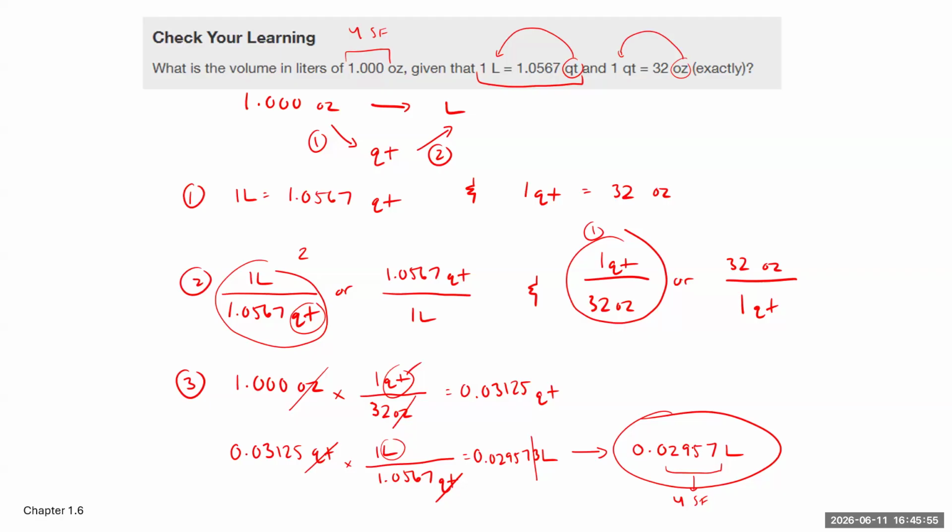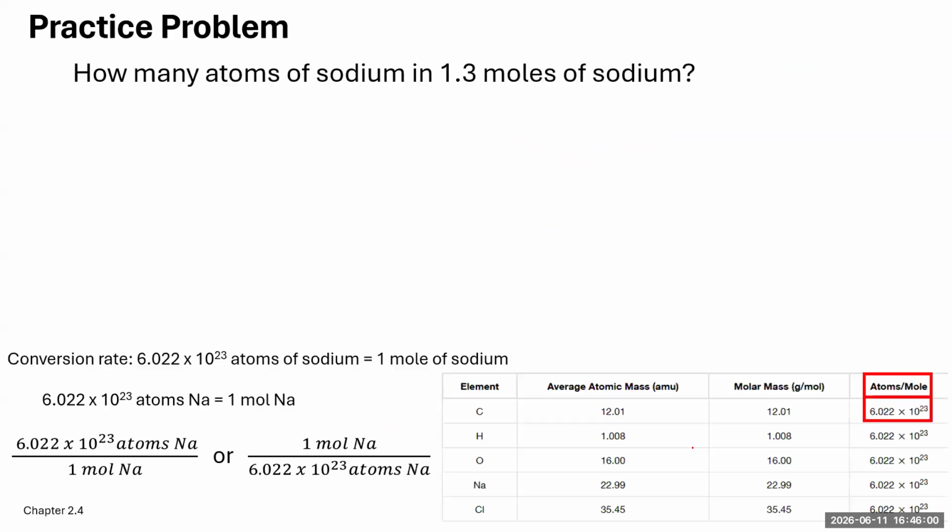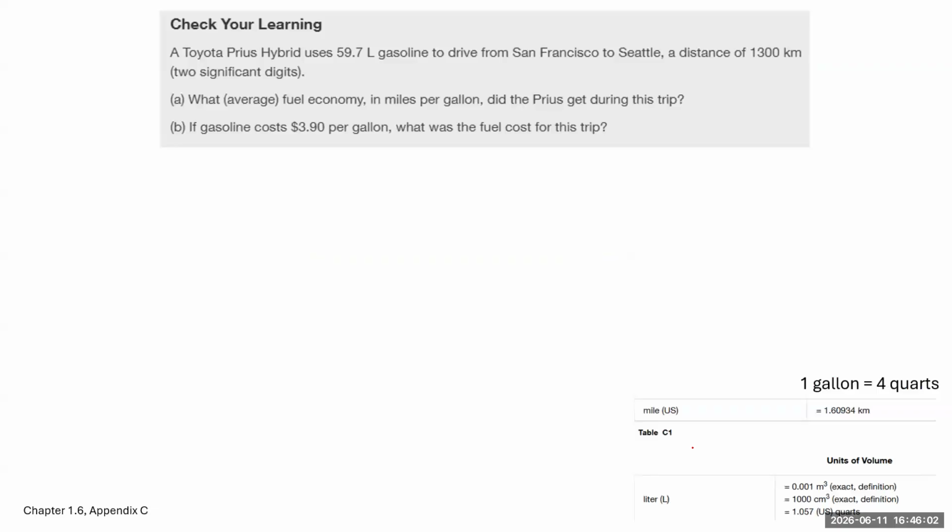All right, let's do another. Okay, this one gets a little wonky. This is a long video. All right, so let's do this. A Toyota Prius hybrid uses 59.7 liters of gasoline to drive from San Francisco to Seattle, a distance of 1,300 kilometers, right? 2 significant digits. What average fuel economy in miles per gallon did the Prius get during this trip?